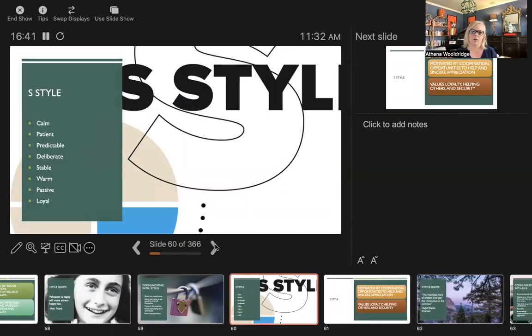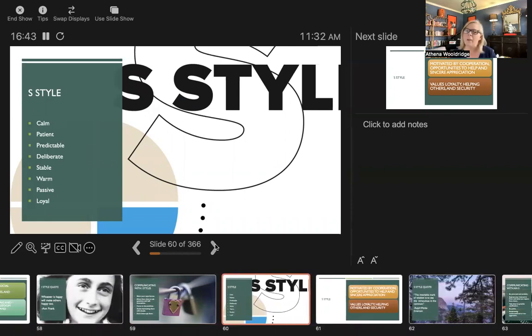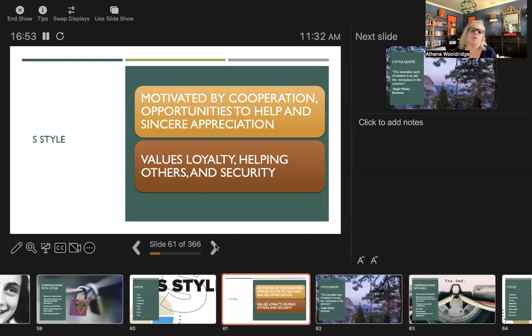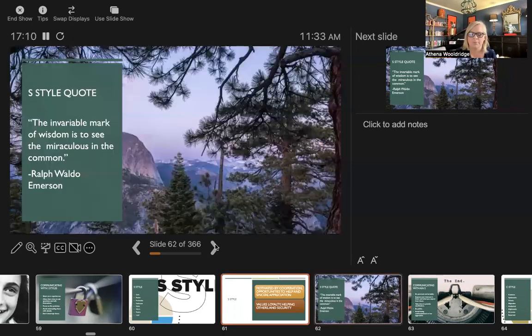Okay, our S's are our steady Eddies. They're patient. They're loyal. They're kind. They're stable. They're fair. That's who our S's are. They are motivated by cooperation, opportunities to succeed that have gratitude and appreciation, right? They're humble. They are loyal. This is one of the key features of an S person. They're incredibly loyal. And they value security and safety and friendships.